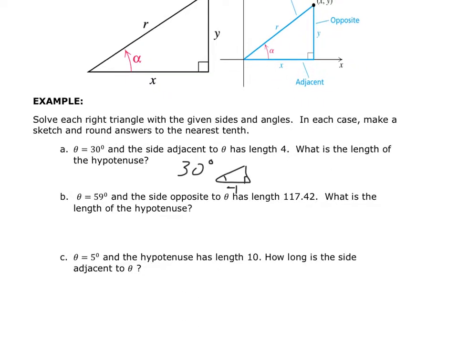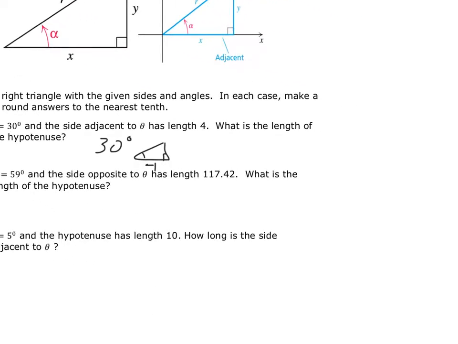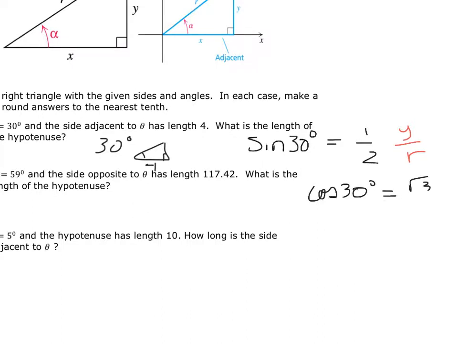If you're using sine, the sine of 30 degrees is equal to 1/2, where I have the y value over the r value. Is that going to help me find what the hypotenuse is? Is the sine going to help me? No, sine is not going to help me. What do I want to use instead of sine? I'm going to use the cosine. So the cosine of 30 degrees is the square root of 3 over 2.